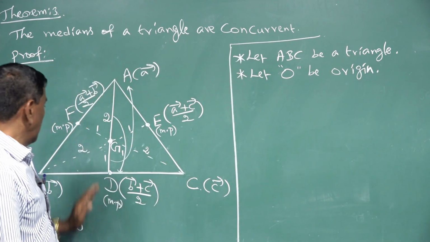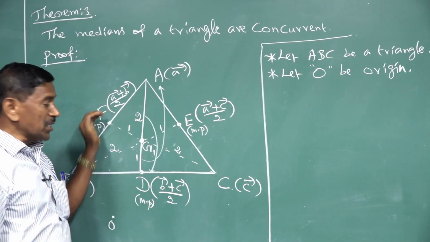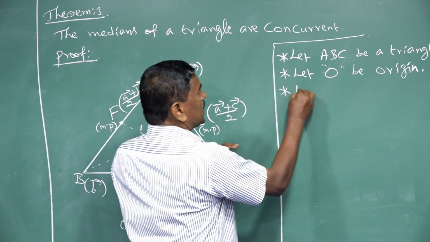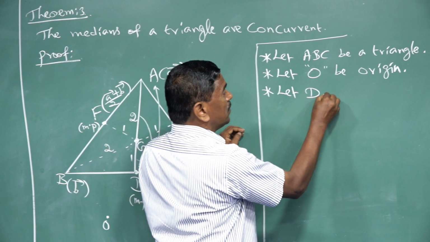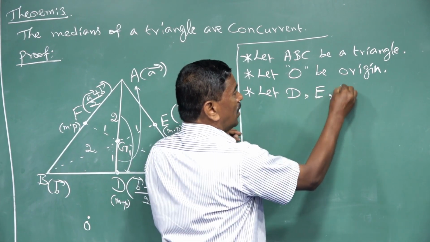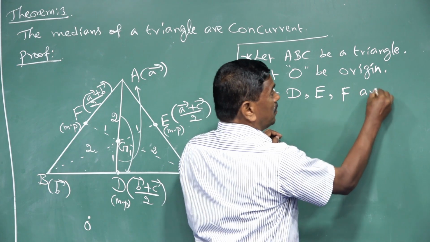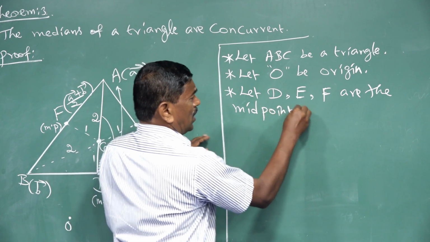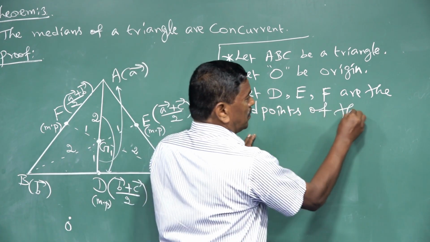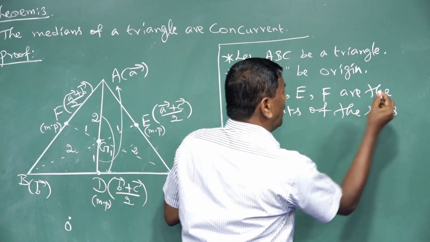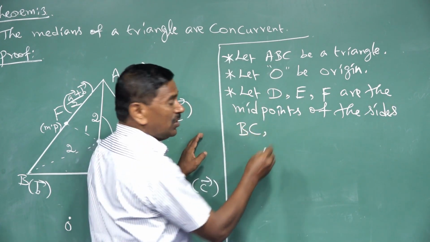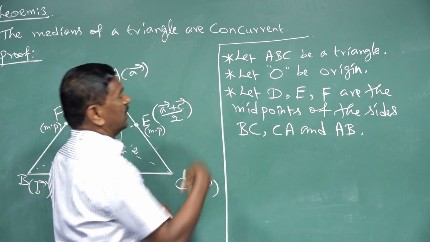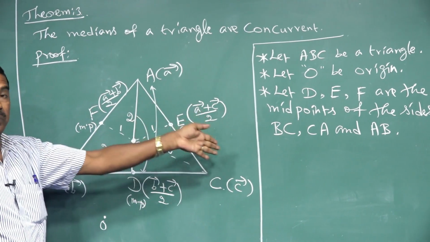Next step. Let D, E, F be the midpoints of the sides BC, CA and AB respectively. Okay, 3 steps completed. Now we want to talk about position vectors.